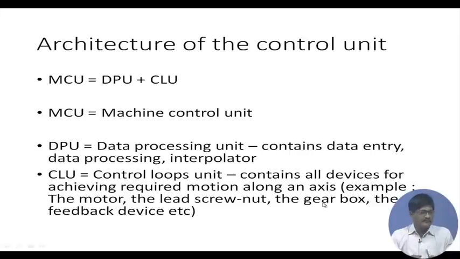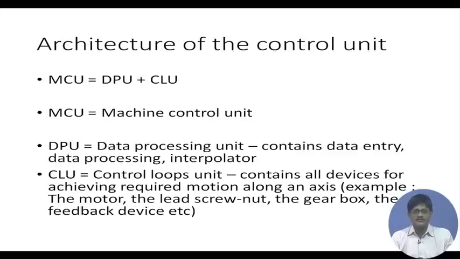Now that we have gone into the discussions of CNC machines, let us see what the architecture of the control unit is, that is, what is inside which does all the control. The control unit is frequently referred to as the machine control unit, which contains two different modules. One is the data processing unit and another is the control loops unit.